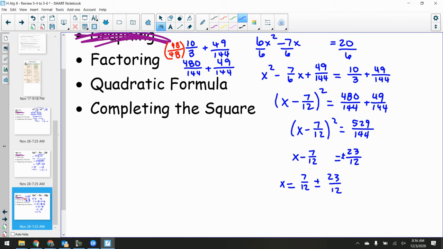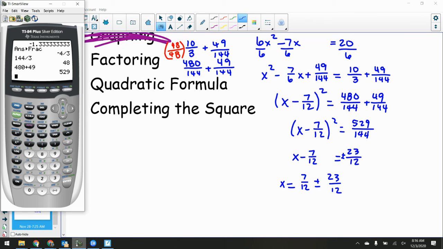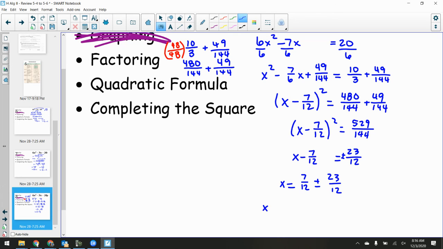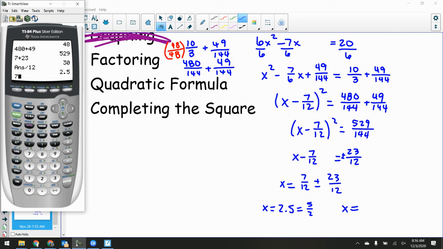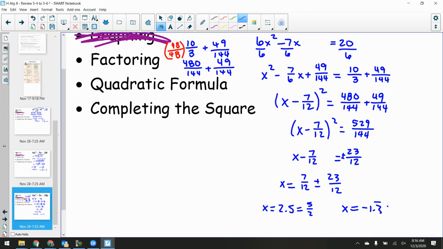And at this point, I go and I actually figure it out. I take 7 plus 23 over 12. That's 30 twelfths. That sounds familiar as well. X equals 2.5 or 5 halves. And then I would take 7 minus 23 over 12. Negative 1.3 or negative 4/3. Yikes.